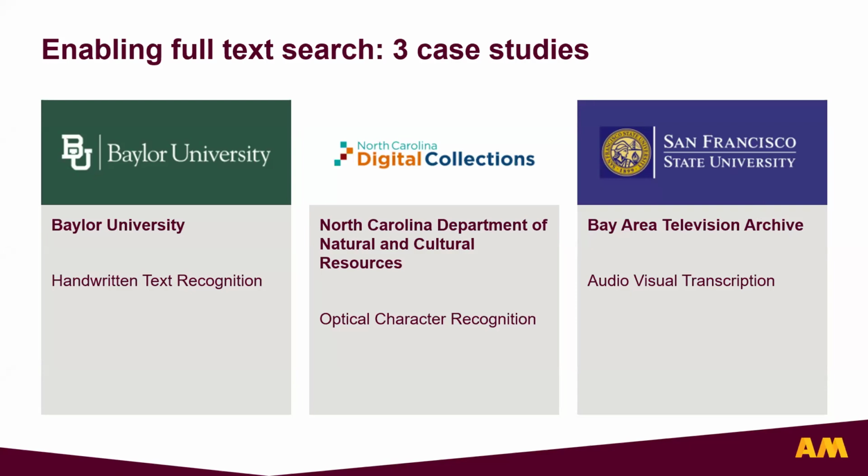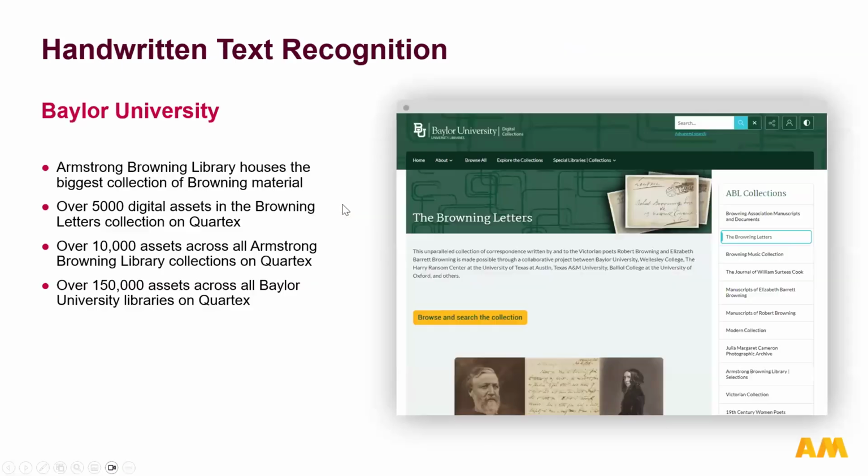So we'll be looking at Baylor University, who've used extensive handwritten text recognition, or HTR. The North Carolina Department of Natural and Cultural Resources, who I will be referring to as North Carolina, they have used a lot of optical character recognition, or OCR, and they've also uploaded their own transcripts. So I'll show you some differences there. And the Bay Area Television Archive, who use audio-visual transcription. So on to our first, Baylor University.